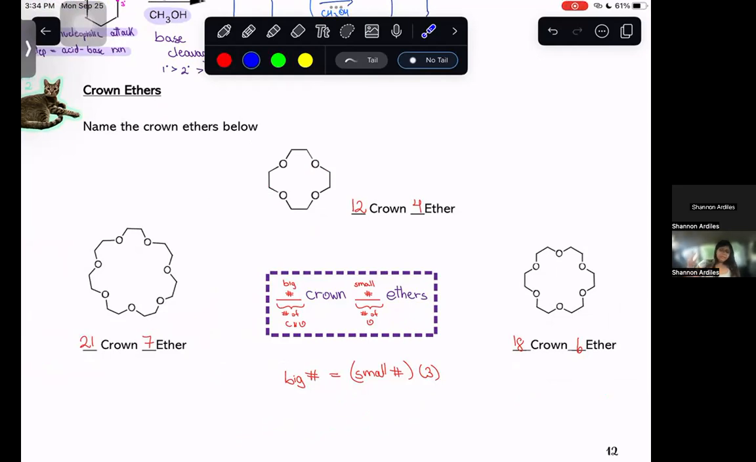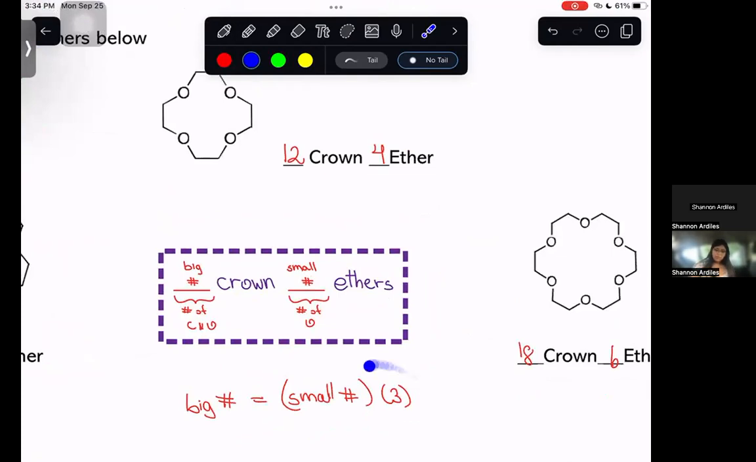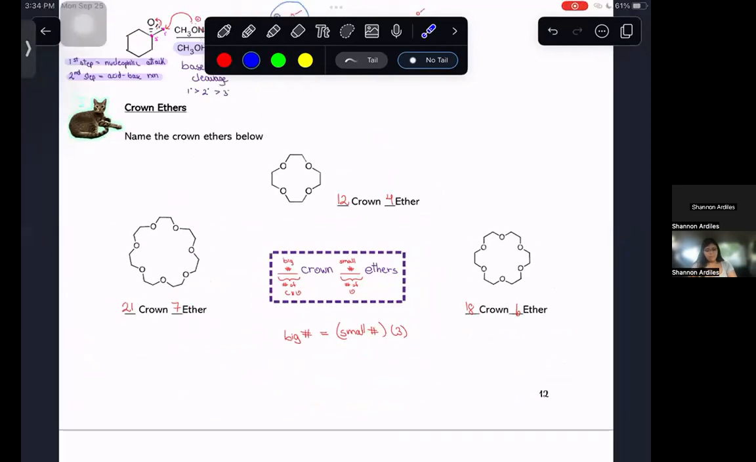Now, in case you're running out of time and you don't have enough time to count every single little atom that you see in there to find the big number, you can just multiply the small number, so the number of oxygens, times 3, and that should give you the big number in here. Okay?